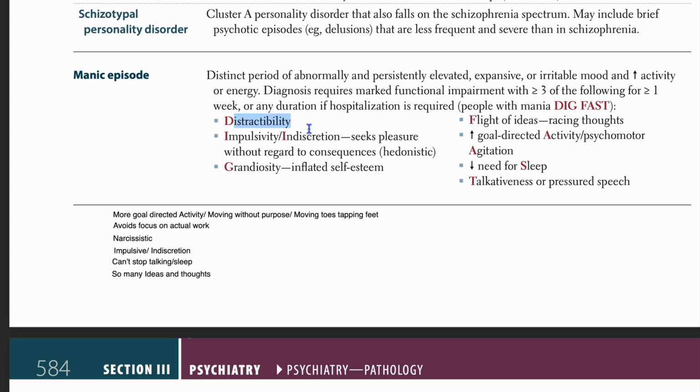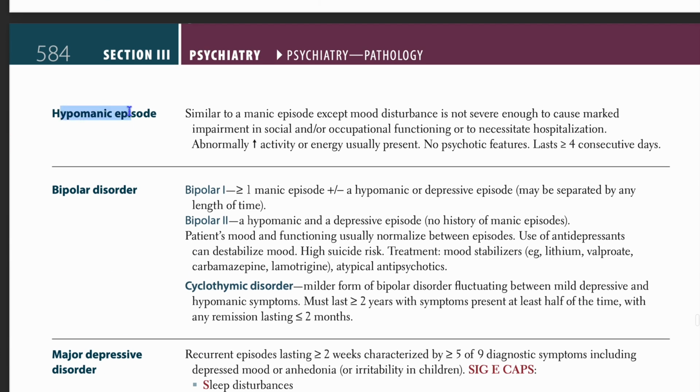DIG FAST is D for distractibility, impulsivity, indiscretion that seeks pleasure without regard to consequences, right? Hedonistic. Grandiosity, inflated self-esteem, flight of ideas, racing thoughts, increased goal-directed activity or psychomotor agitation, decreased need for sleep, and talkativeness or pressured speech. It's easier to remember manic episode if you remember MANICS, but by itself, when they present a scenario in the vignette, it's going to be pretty obvious that this person is having a manic episode.